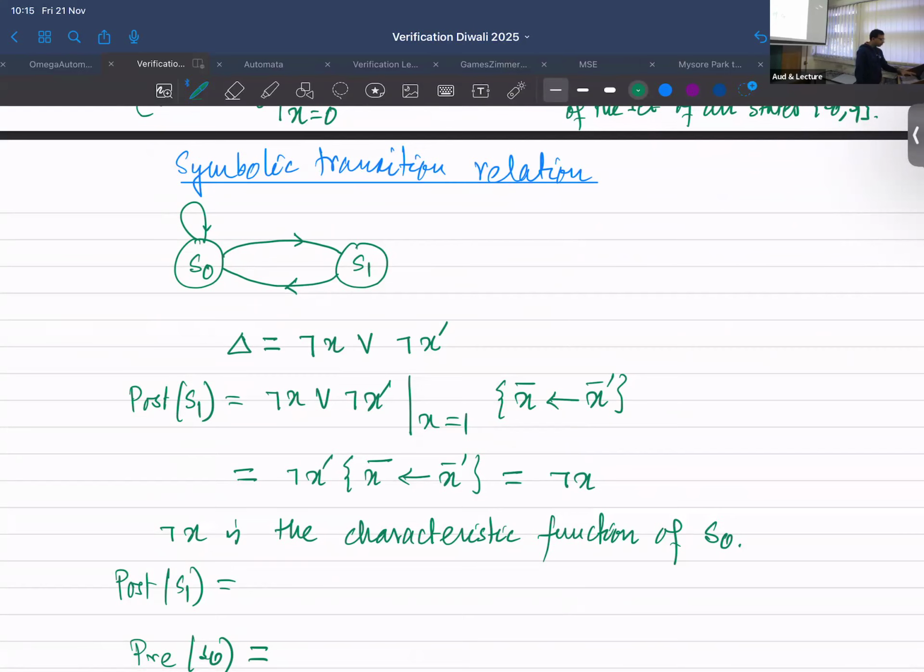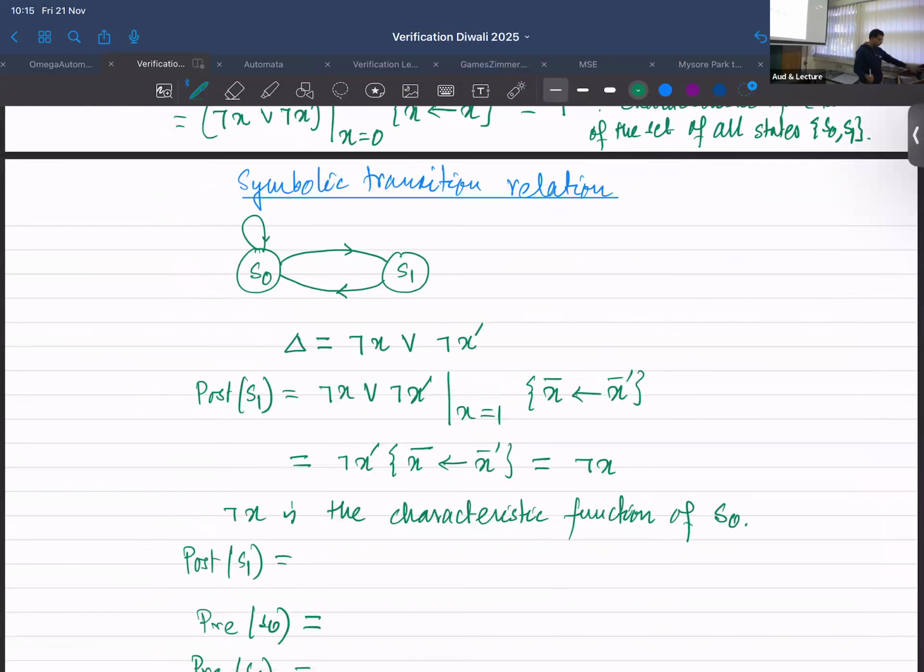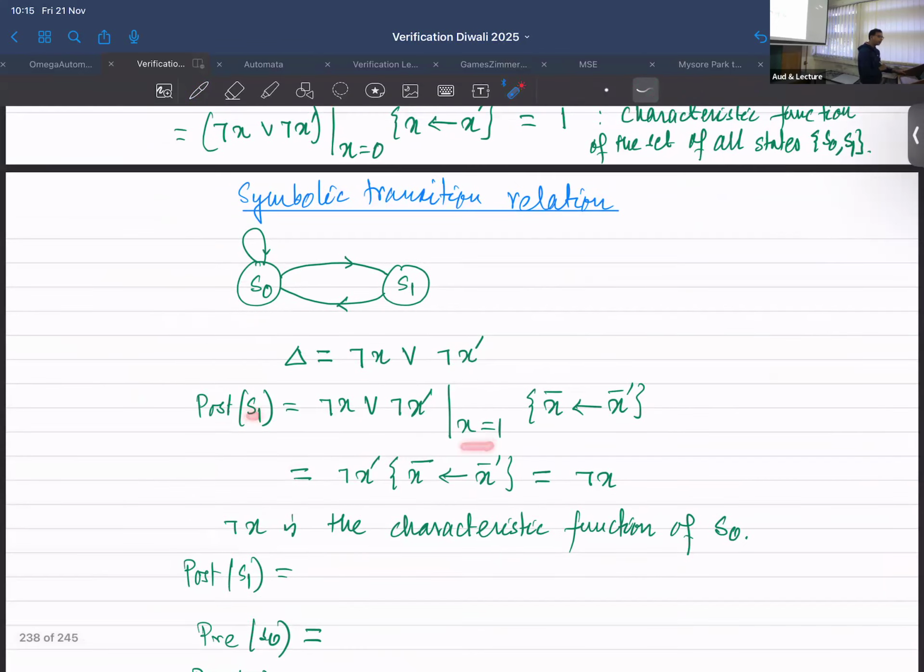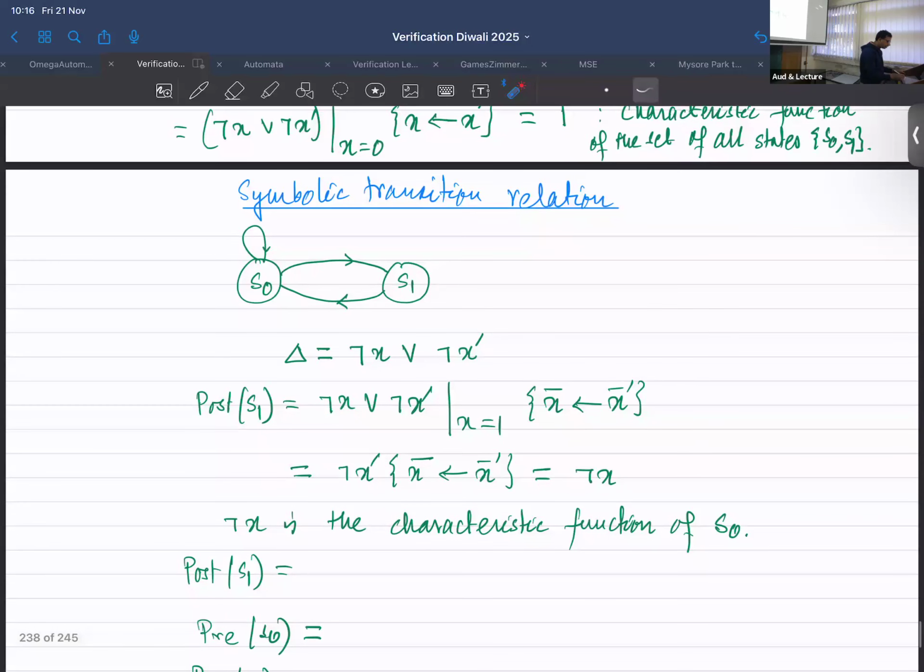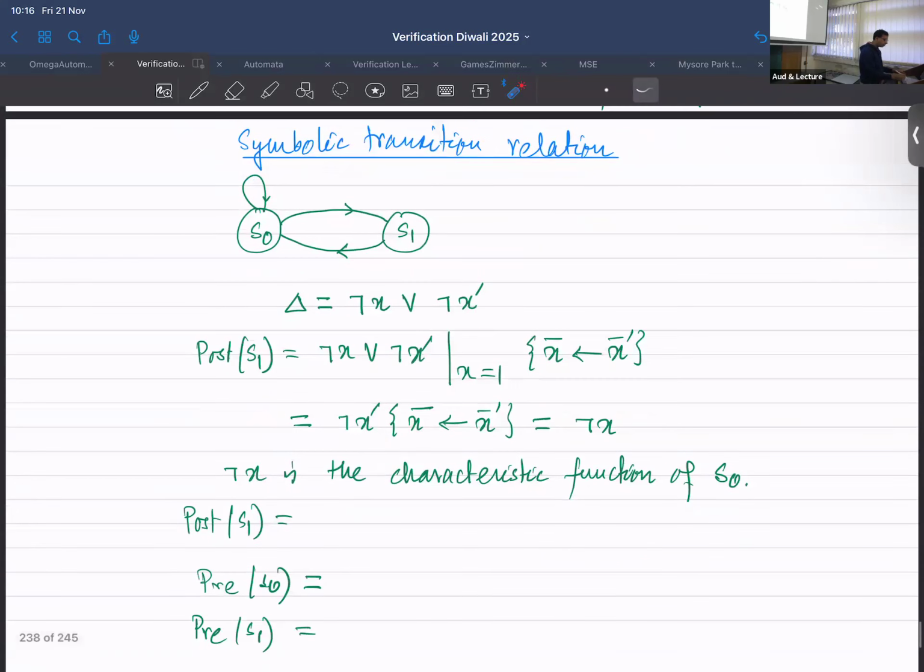Now we can also do it similarly for post of S1. Okay, so what is S1? S1, we had x equal to 1, right? So I have this function, delta was like this. So for post of S1, I put x equal to 1 here. So then I get negation of x prime, right? So this is 0 or negation of x prime is just negation of x prime. And then you rename all the x prime to x. So what you get is negation of x.